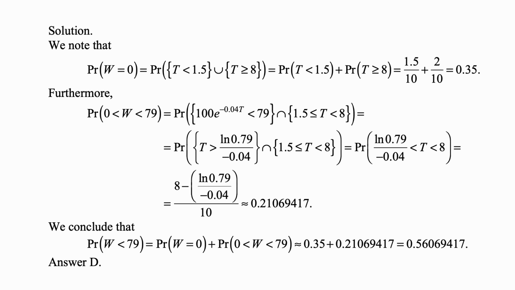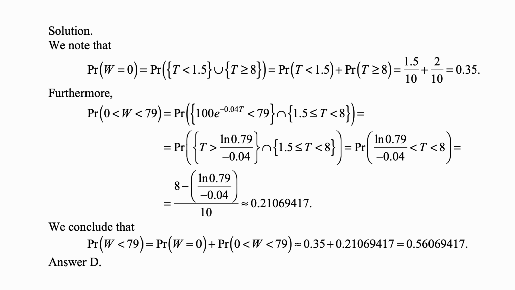And that probability, because of the uniform distribution of t, is simply equal to the length of the interval where this condition is satisfied divided by the length of the entire interval where t is uniform. So that's 8 minus ln of 0.79 divided by negative 0.04, and the whole expression divided by 10. And that's approximately 0.21069417.